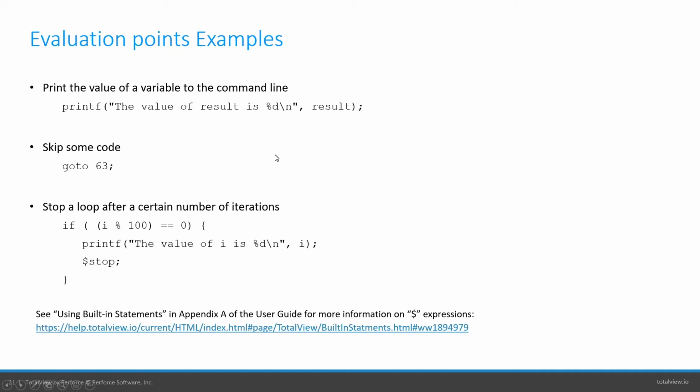For example, on line 60, you said go to line 63 without executing lines 60, 61, and 62. You can also do a little more advanced stuff, like stop a loop after a certain number of iterations. In this case, each time i equals 100 or is divided by 100, you will print the value of high or something else, and you can stop as well. And this $stop is a built-in statement. Dollar means that it's a totally internal value, and you already paid for that.